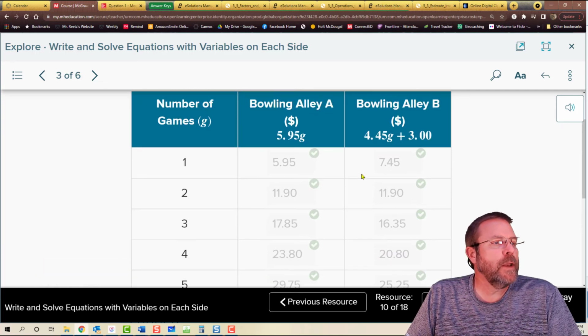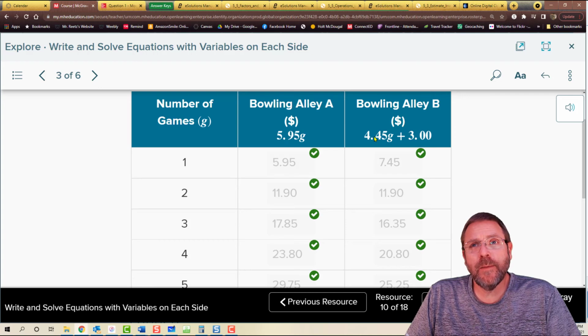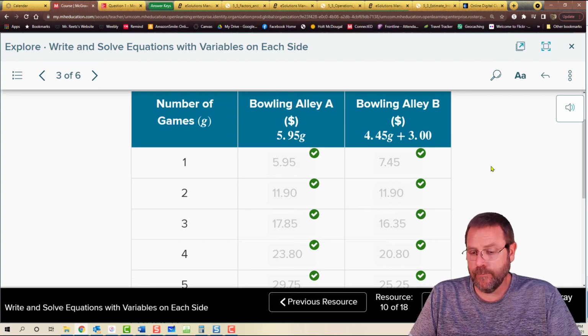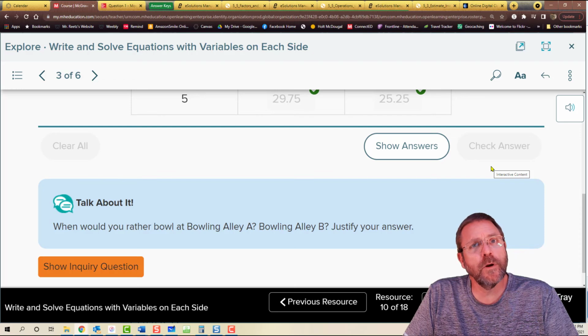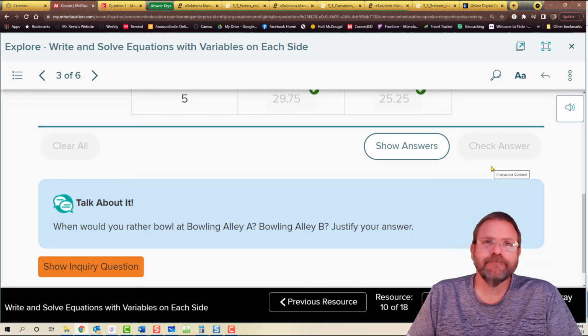That's because bowling alley A included the cost of your shoe rental on every game. Bowling alley B, they didn't care how many games you played, you only had to pay to rent your shoes one time. As far as the question of which bowling alley you would want to go to, well, it depends on how many games you want to play. I'm usually good for 2, maybe 3 games. 5 games? No, I'm not doing that.